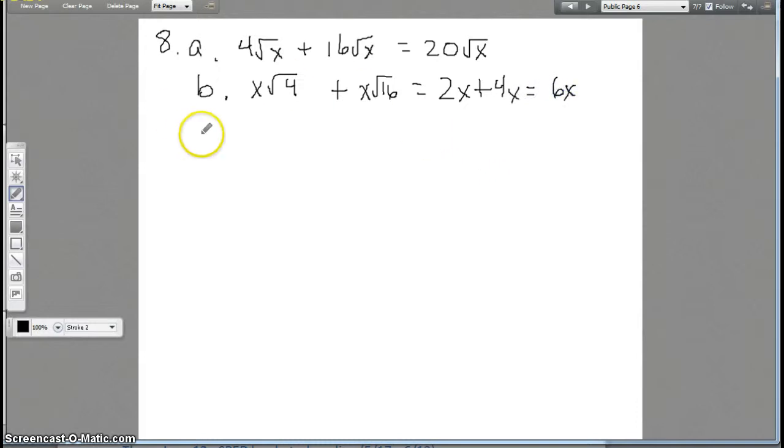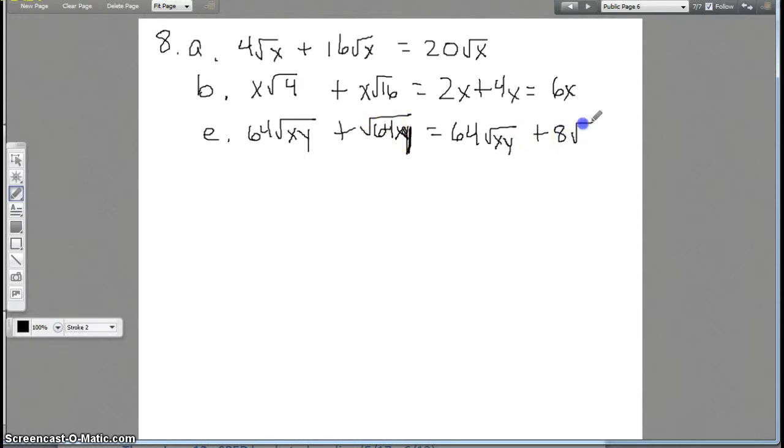Let's jump down to part E. Part E is 64 times the square root of xy, and then we add the square root of 64xy. We can't do anything with this xy here or over here, but 64 is a square number. It's the square of 8. So we can rewrite this as 64 square root xy. We pull this 64 out of the square root to have 8 times the root of xy.